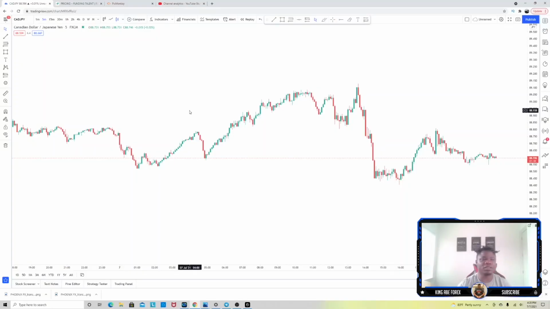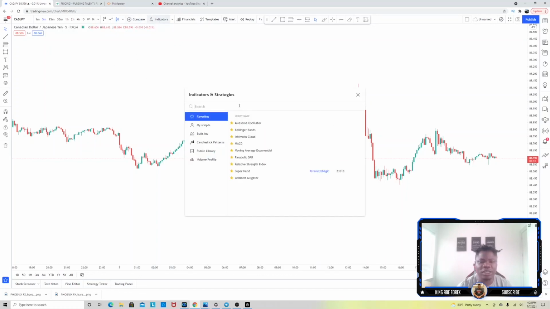For this strategy today, we're going to be looking at CAD JPY for this scalping strategy. And for this strategy, I recommend you guys to use it on a 5-minute time frame. That's my recommendation. Now for this strategy, we're actually going to be using 3 EMAs. So what I want you to do is go here to indicators on your chart and type moving average exponential.